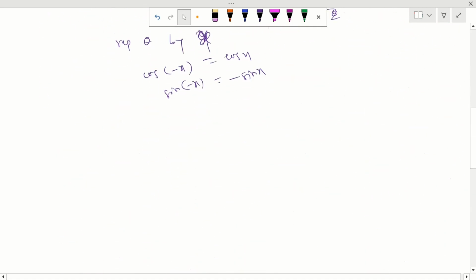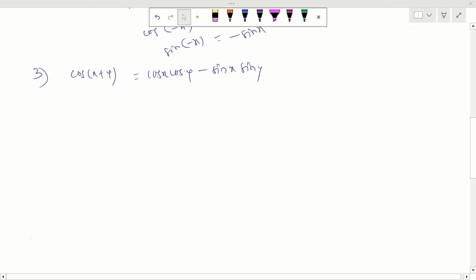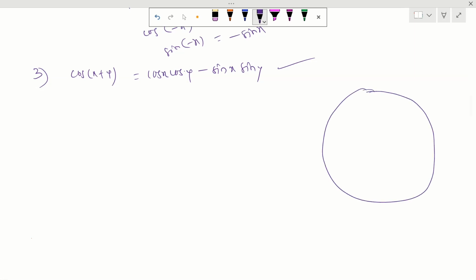Now we need to prove this equation: cos of x plus y is equal to cos x cos y minus sin x sin y. To prove this, we need to take a circle, a unit circle. Radius means 1 unit, so this circle has a radius of 1 unit.